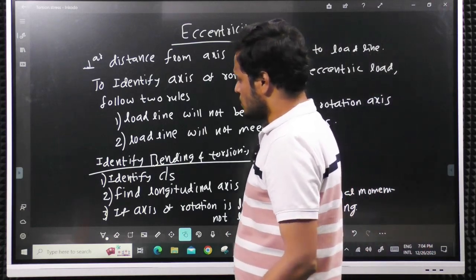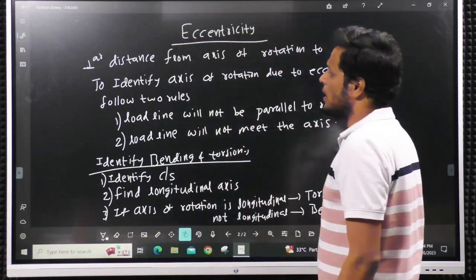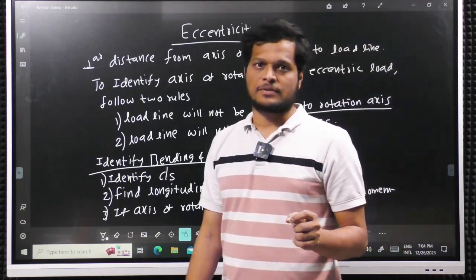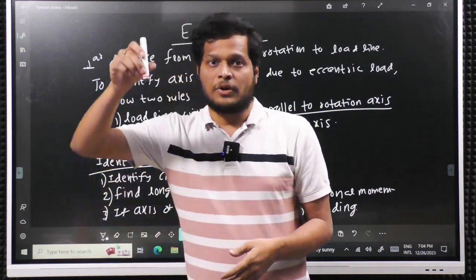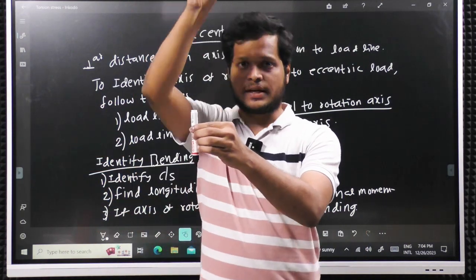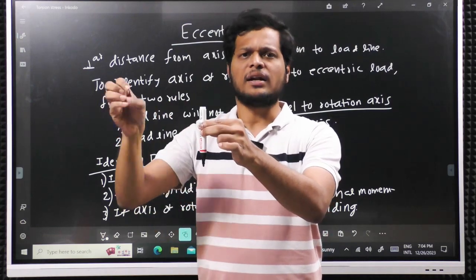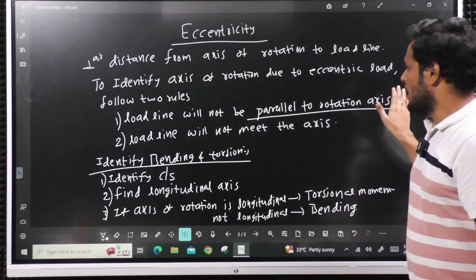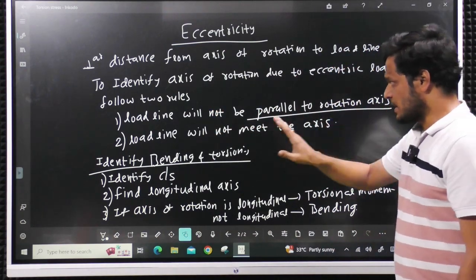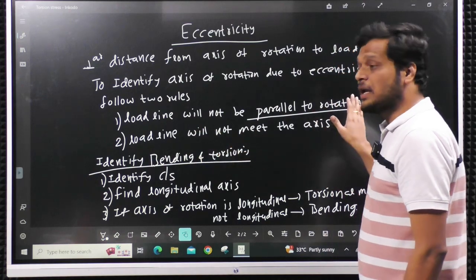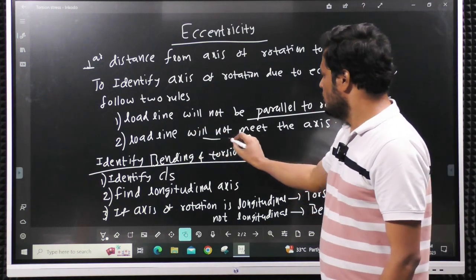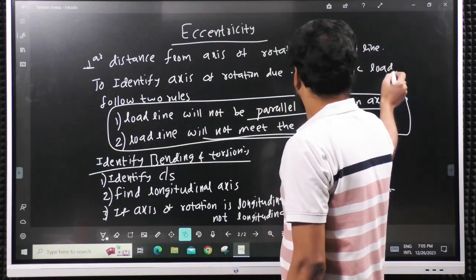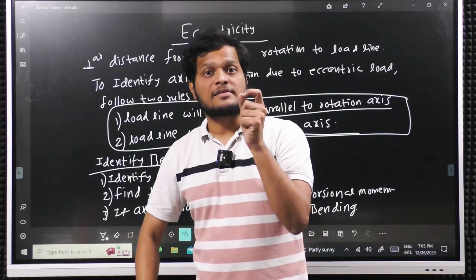To identify this, first you have to follow the rules. Load line will not be parallel to the rotational axis. What is load line? You are applying a force, right? A line extended along the load is called load line or force line. Both are the same, load line or force line. So load line will not be parallel to the rotational axis. Second rule, load line will not meet the axis. There are two rules for you to identify. These two rules will simplify identifying about which axis it is rotating.